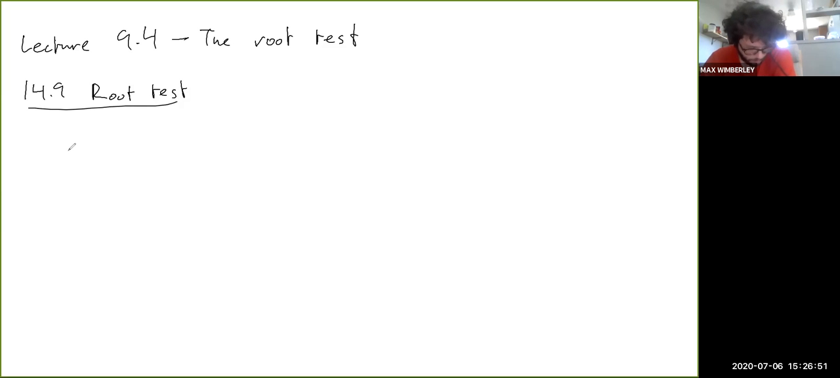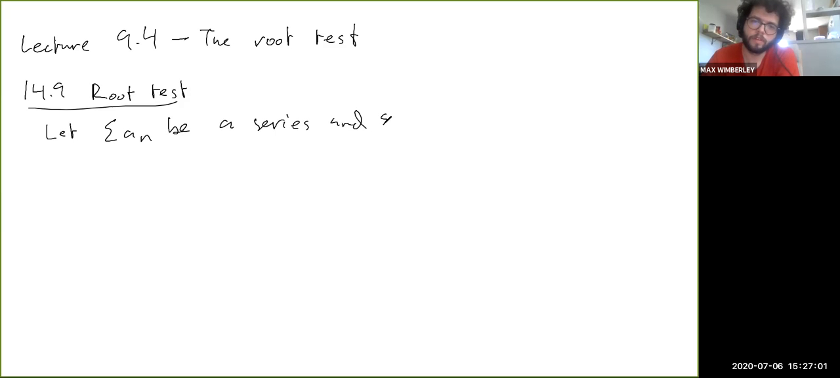So the statement is this: let an be a series and set alpha equals the lim sup of the absolute value of an to the 1 over n. Then there are three cases.